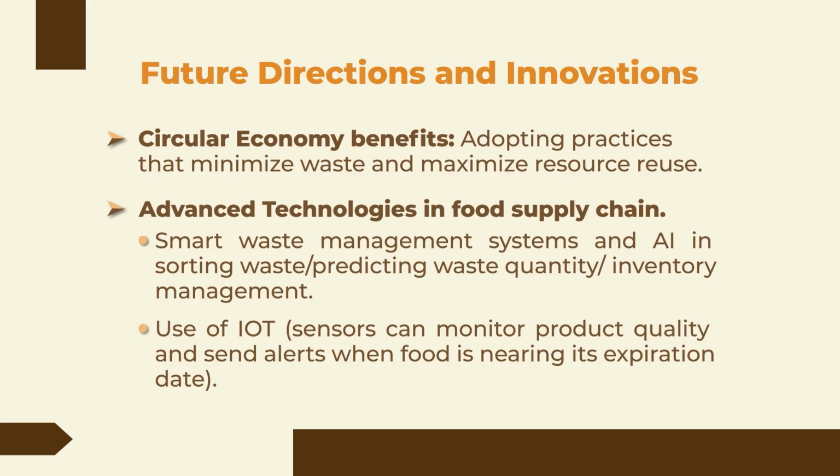The Internet of Things can be used in the food supply chain for identification of the expiry date. If there is a product whose expiry date is very near, then that product should be sold first, that should be used first. For that purpose the sensors can be used, which can monitor product quality and send an alert when the food is nearing its expiration date.